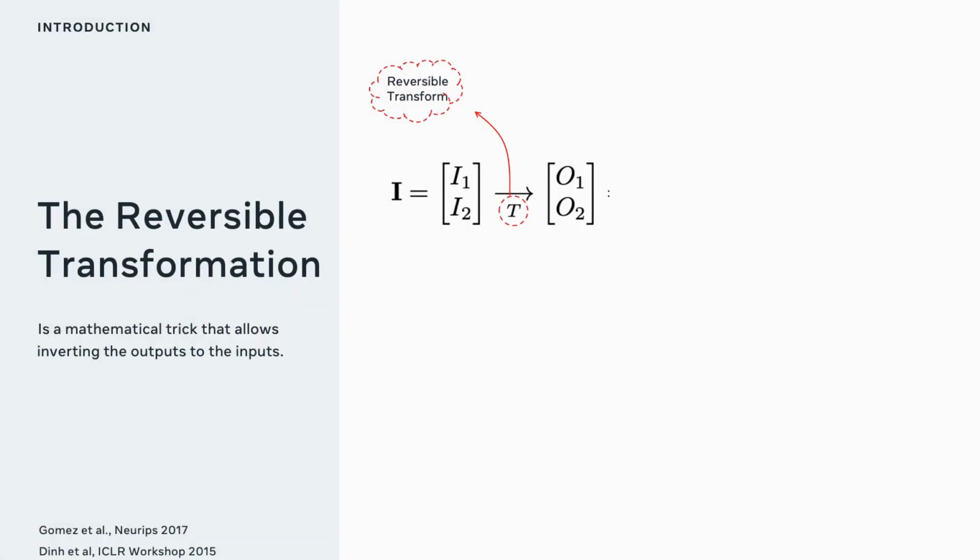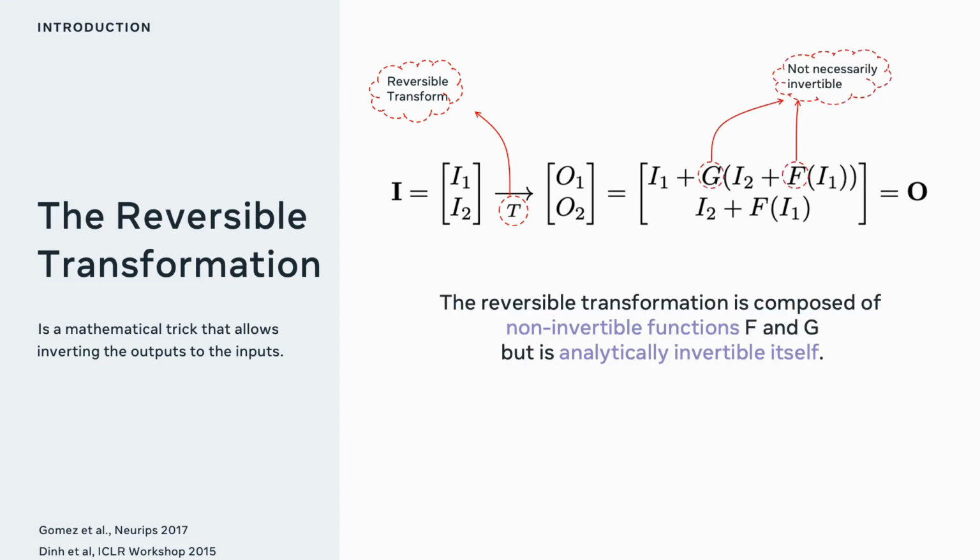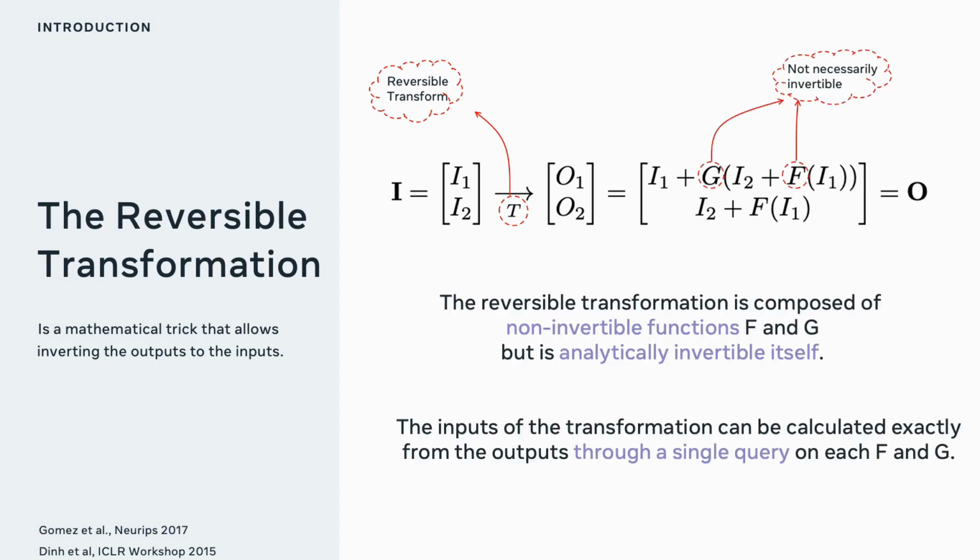Let's start with a review of the reversible transform. The reversible transform is a simple invertible operator composed of functions f and g that do not necessarily need to be invertible themselves. The inputs of the transformation can be calculated exactly from the outputs through a single query of each f and g.